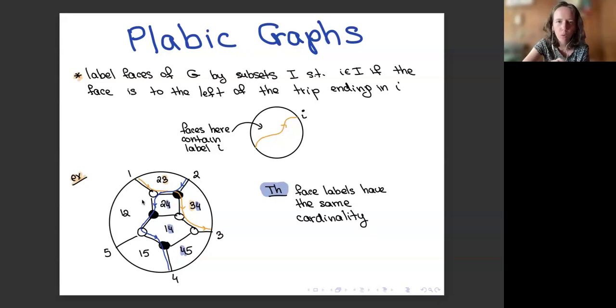And again, for this to work, you need reduced plabic graphs. Will they always have cardinality 2? No. In this example, it's 2. This example is going to correspond to Gr(2,n), K is 2. That's why it's cardinality 2. But for more general plabic graphs, you can have whatever cardinality you want. For Gr(k,n), you would have cardinality k.